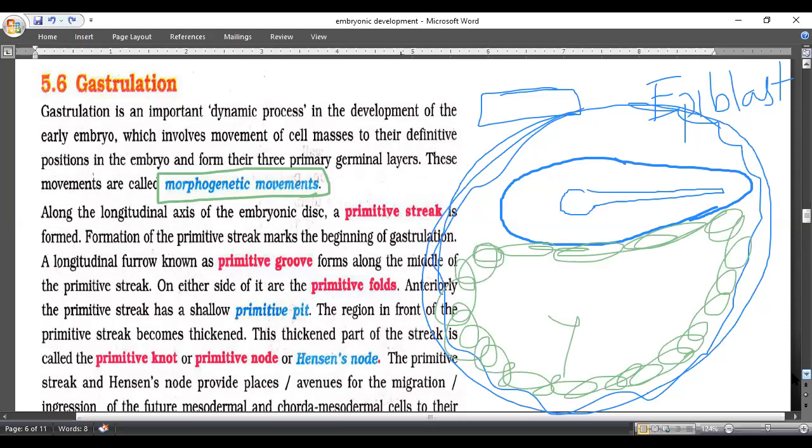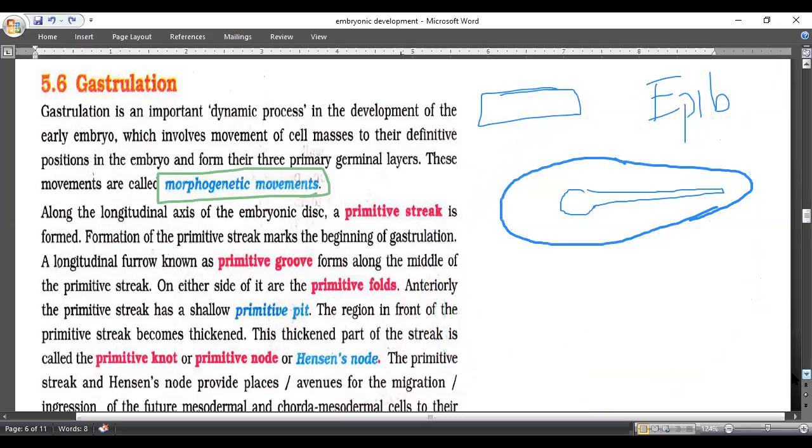The total explanation is done with the epiblast: how the bilaminar embryonic disc is going to become trilaminar. For that, you need to understand everything. So for the theoretical aspect, now I am showing only the epiblast. Along the longitudinal axis of the embryonic disc, a primitive streak is formed. The formation of the primitive streak marks the beginning of gastrulation.